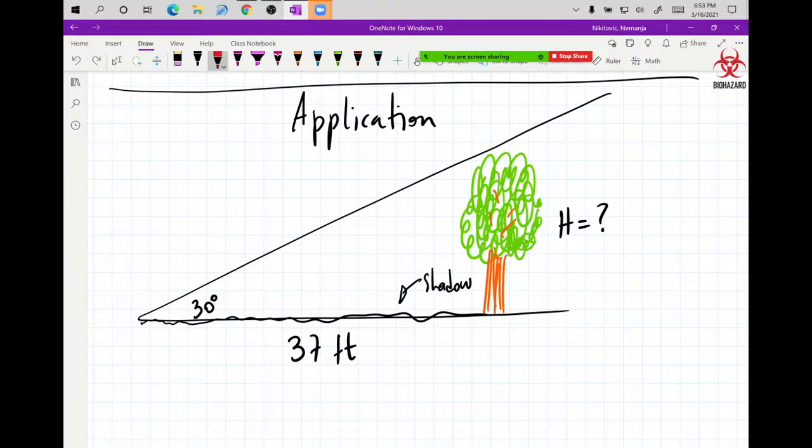Opposite. What was that? Your microphone cut out. It's the opposite side, right? It's touching the angle. Oh, adjacent. I thought you meant the opposite side from the angle. Yes, adjacent. And how about our height? Hypotenuse.